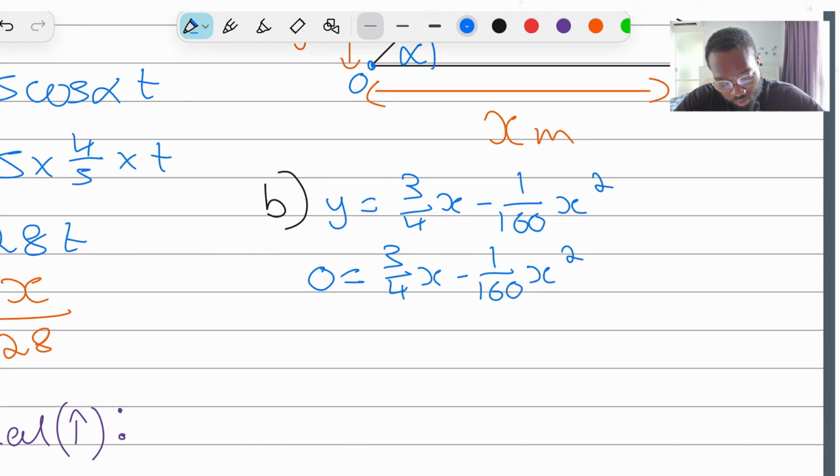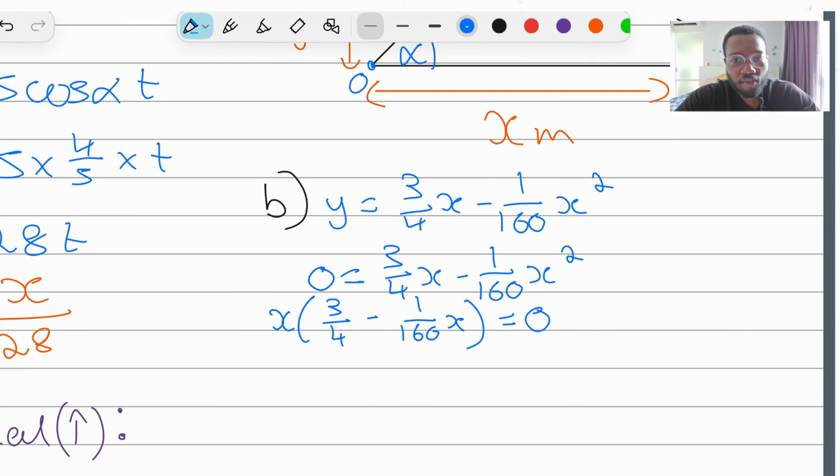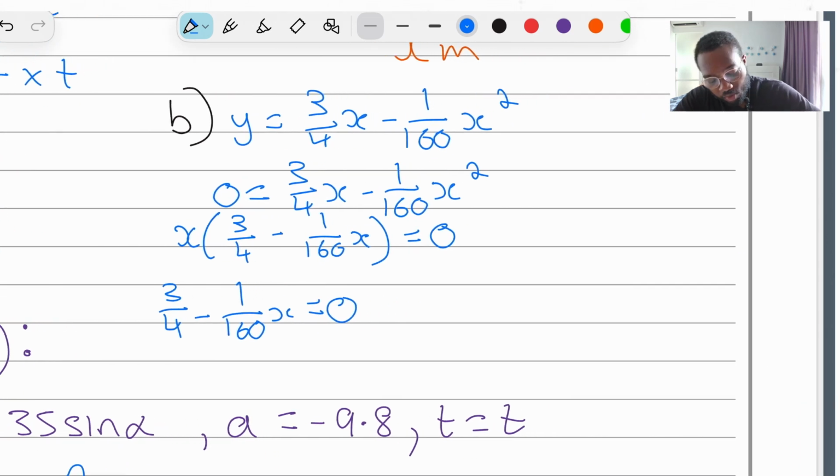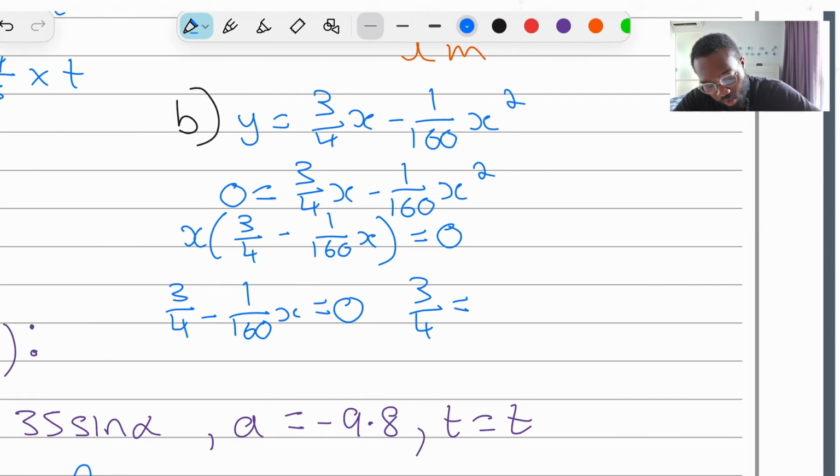So first things first, what we can do is take a factor of x out. By doing that, we get x times (3 over 4 minus 1 over 160x), and that would equal 0. And then we get 2 points. We know one of them is x equals 0, but that just signifies the initial time when we actually start to launch it. So that's not the one we want. We want the other one. We want when 3 over 4 minus 1 over 160x is equal to 0. And if you work this out, you would get 3 over 4 is equal to 1 over 160x. Therefore, we can work out our x value now.